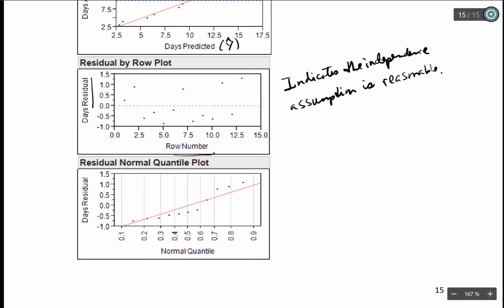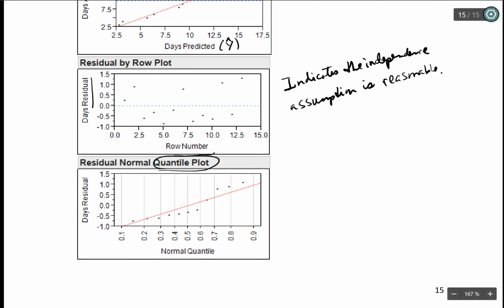Okay, and then lastly here, this is a QQ plot. So it's got the residual versus the normal quantile. This QQ plot is slightly different than the kind of QQ plot that we've worked with before, but it's the same idea. The principle's the same. If the plot is close to linear, then normality is tenable.